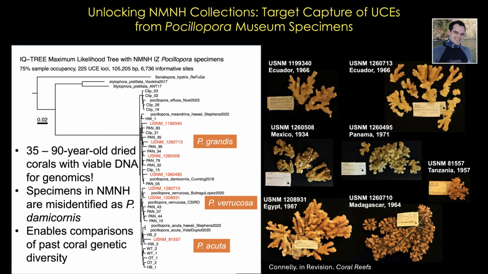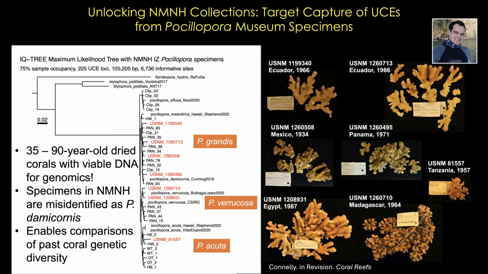Which brings me to this slide where I can demonstrate how we are really unlocking our collections in a lot of different ways. This phylogeny that you see here on the left is of some specimens of Pocillopora, a stony coral that builds reefs. This work was part of biodiversity genomics postdoc Mike Connolly, and we attempted to get DNA out of our dry coral collection.